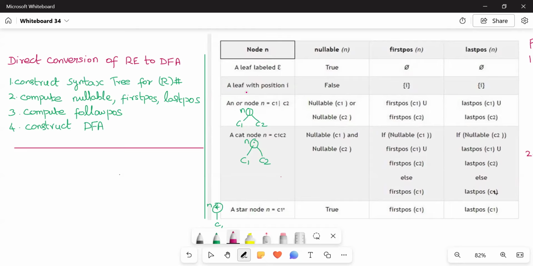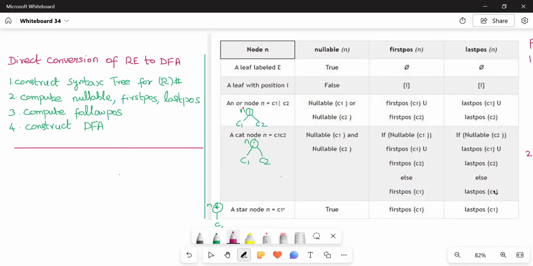Then if a leaf is labeled by any other position, meaning anything except epsilon, nullable is false. It means if a leaf is labeled by any terminal symbol, then it won't generate epsilon. So nullable of that particular node is false.